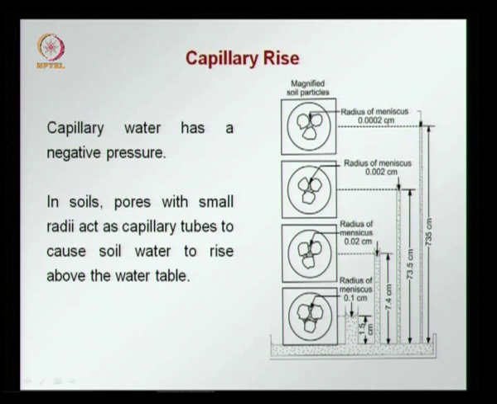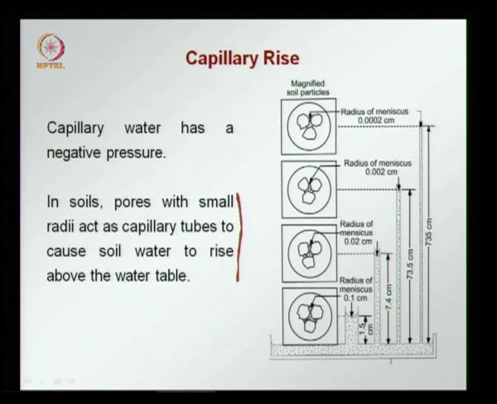For example, if we have pores of the size of 0.0002 centimeters, we find that we can have about 730 centimeters of rise of water in this soil, whereas if it is only say 0.02 centimeters, we will have about 7 centimeters of rise. So this is important to understand that in soils with pores having small radii, you have capillary tubes forming which cause the soil water to rise above the water table.